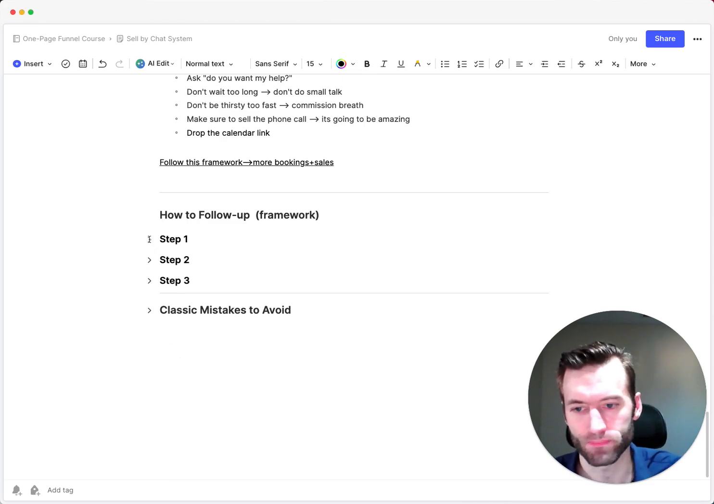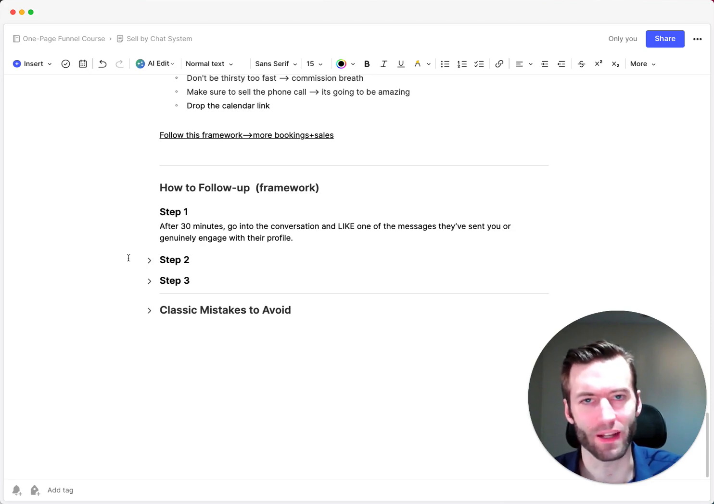Super easy. If they stop responding after 30 minutes, what you should just do is go on the conversation and like one of their messages, so that they receive a notification and they get reminded that you're waiting for a response.